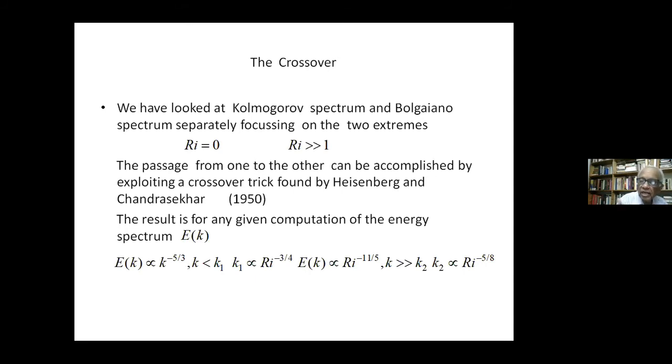Heisenberg and Chandrasekhar had a way of studying the crossover from Kolmogorov to the dissipative range. So the transition from k to the power minus 5/3 to a k to the power minus something which is appropriate to the large k limit. They had used a technique for doing this crossover, which one can borrow for this problem now to study a very different crossover between two different kinds of turbulence, going from Kolmogorov to this Bolgiano.